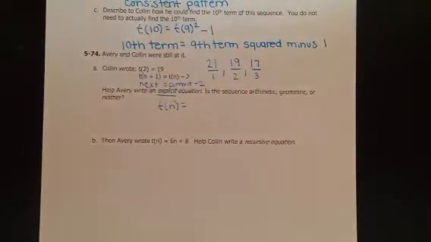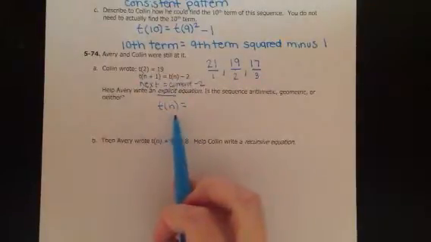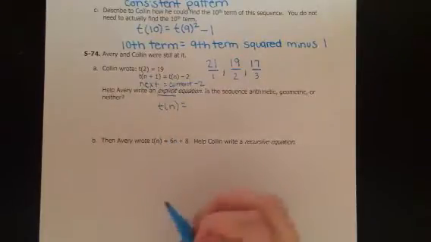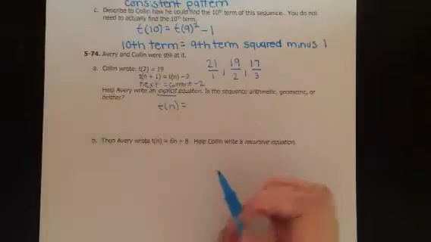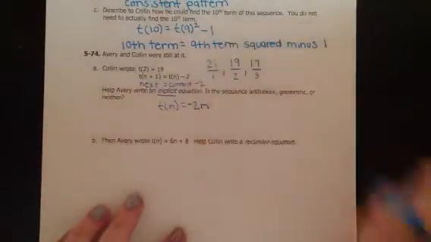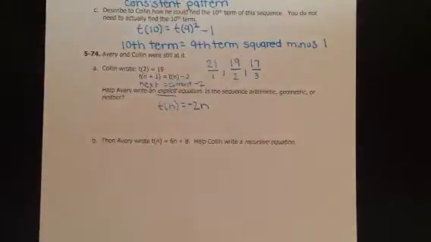Okay, help Avery write an explicit equation. So explicit, we started with our t of n. We need to do our common difference, or kind of like our slope in linear. So our common difference is subtracting 2 every time. So we're going to do negative 2n. And again, make sure you write n instead of the x because we're dealing with sequences.